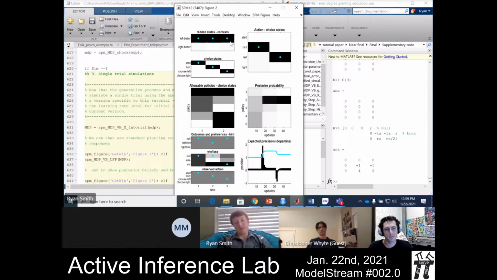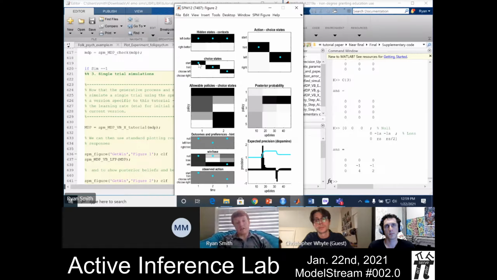This is saying that at the end of the trial, the agent was completely confident that it was in the left better context. And these little cyan blue dots mean that that's what the true context was. In other words, the agent was right. So at the end of the trial, the agent was really confident it was in the left better context. The other state factor is choice states down here.